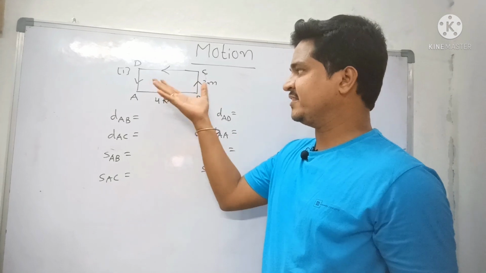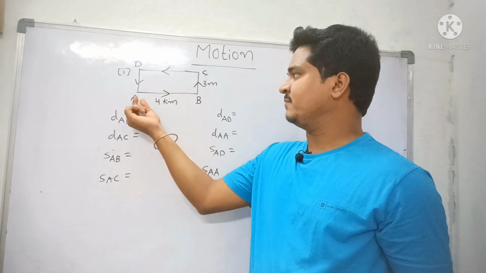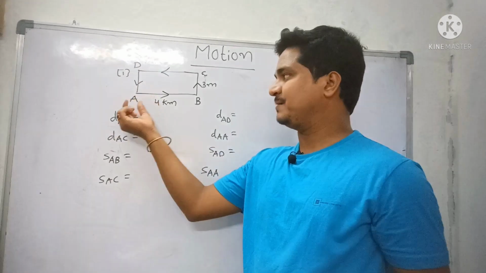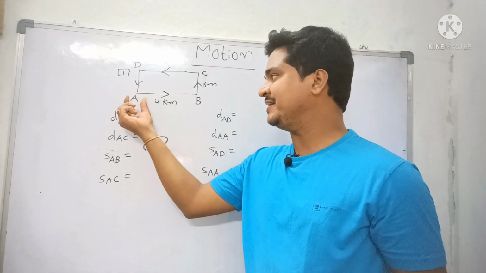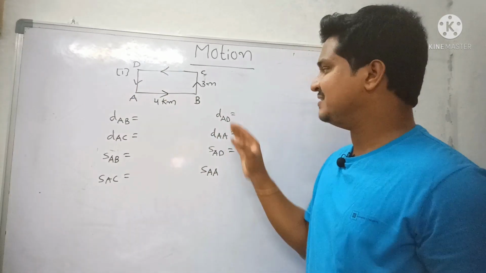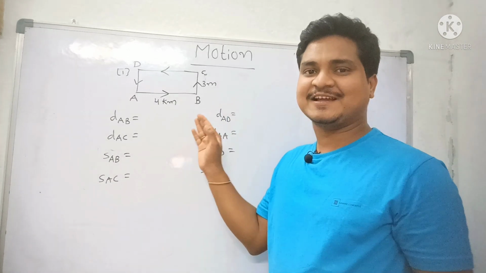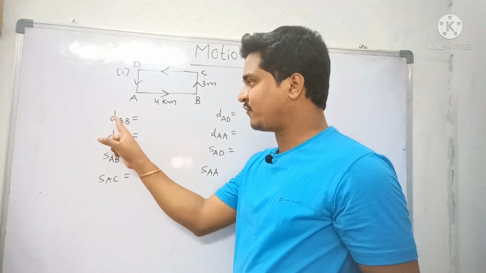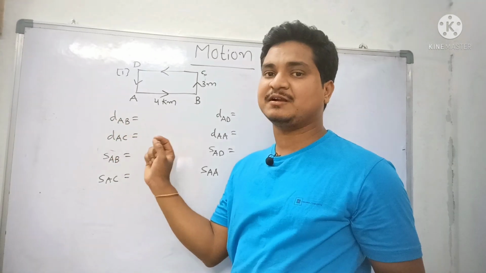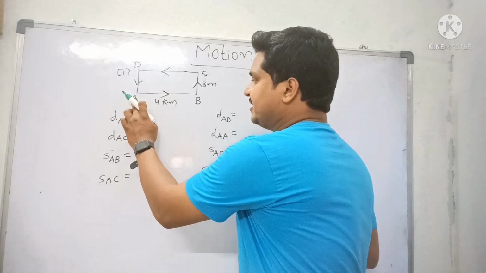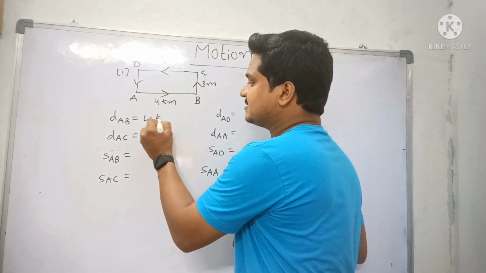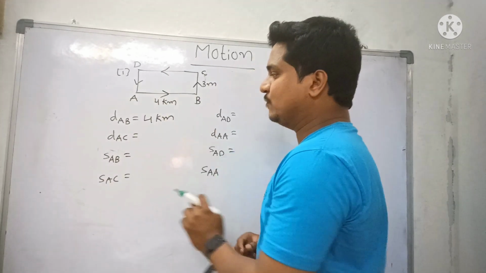Now here they gave a rectangle, with the person or particle, the body, traveling from A to B, B to C, C to D, and D to A. In this case we need to find the distance and displacement. If you observe, the distance from A to B, where A is the initial and B is the final point: how much distance do we have? 4 kilometers. A to B will be 4 kilometers.